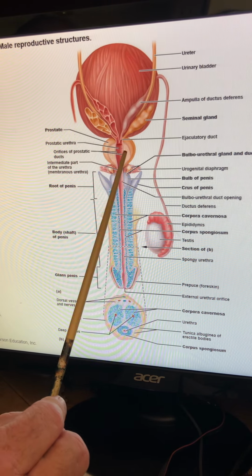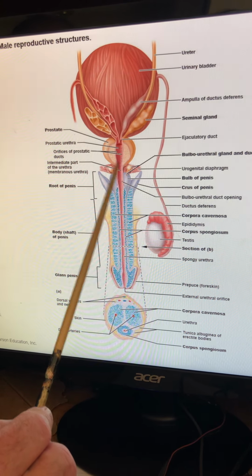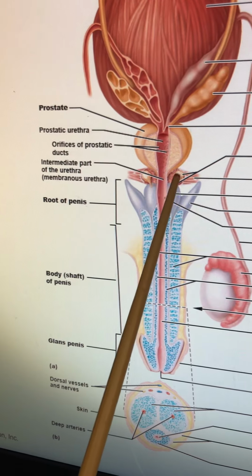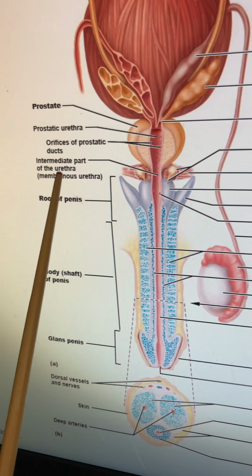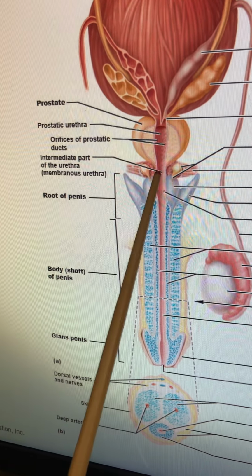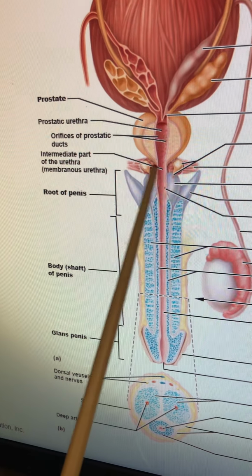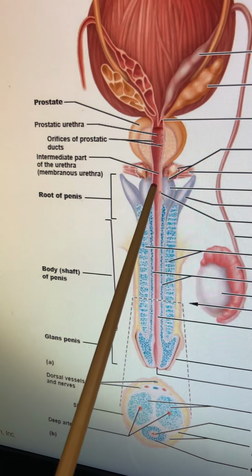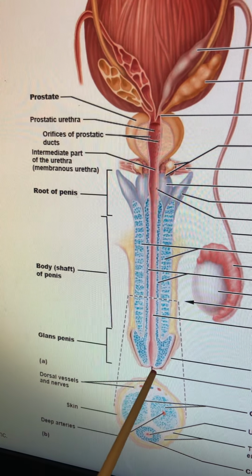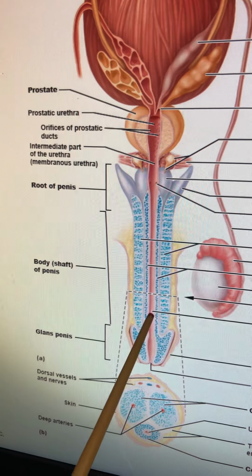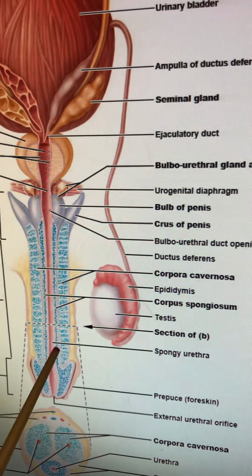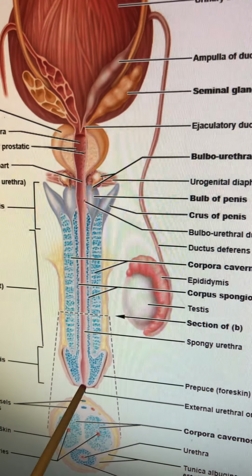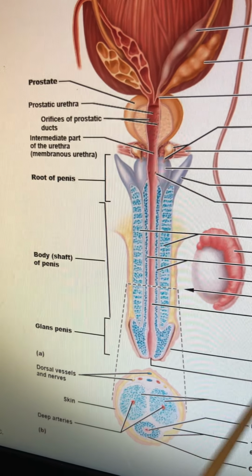When it goes through the prostate, it is called the prostatic urethra, as you can see here. When it goes through the urogenital diaphragm, it used to be called the membranous urethra. It is now called the intermediate part of the urethra. So prostatic urethra, intermediate part of the urethra, and then as it goes through the penis itself, it goes through the spongy urethra, but if you say it's the penile urethra, that's how I learned it when I was going through this too, and then it will come out the external urethral orifice.